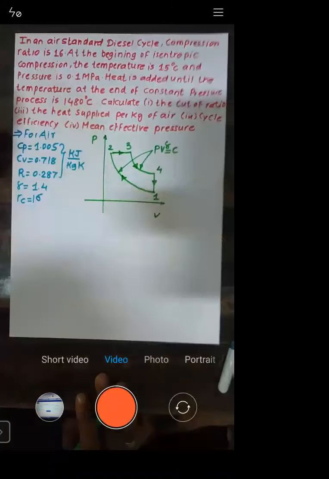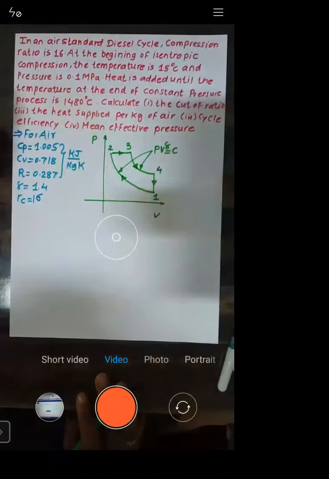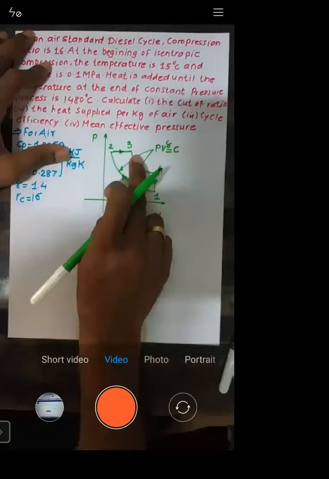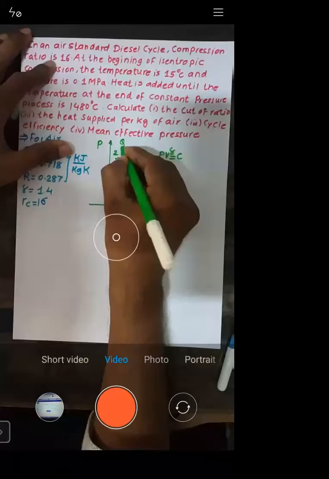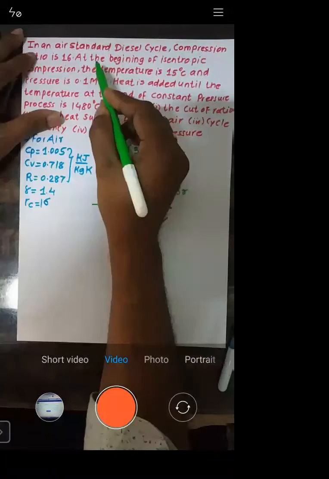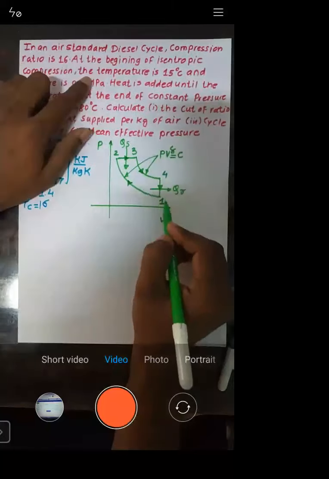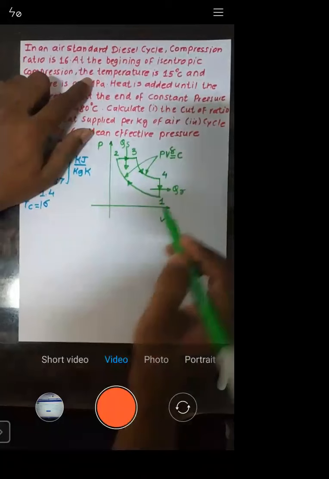Isentropic compression, isentropic expansion. What is 2 to 3? It's a constant pressure heat addition. Now what is 4 to 1? It's a constant volume heat rejection. So this is enough to understand. Point number 1 is the beginning of isentropic compression, so isentropic compression will start from point number 1.